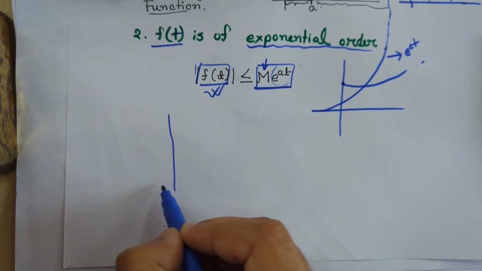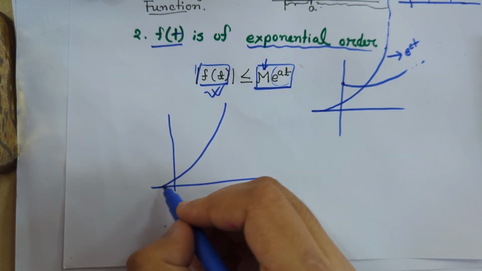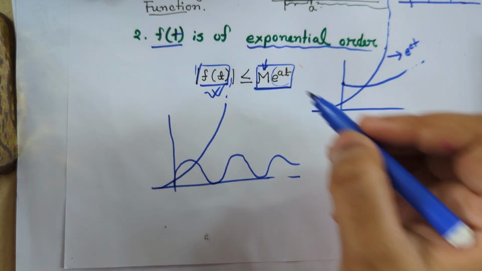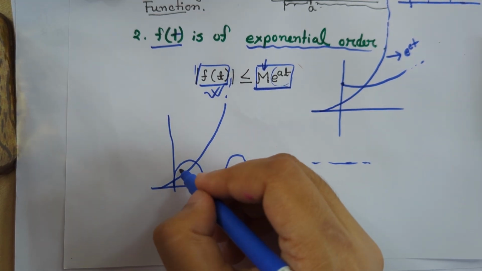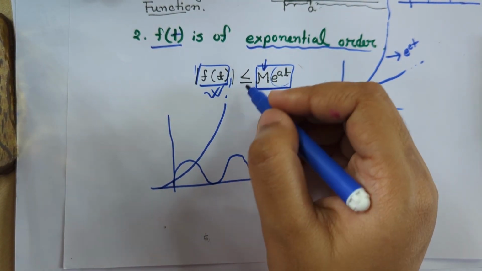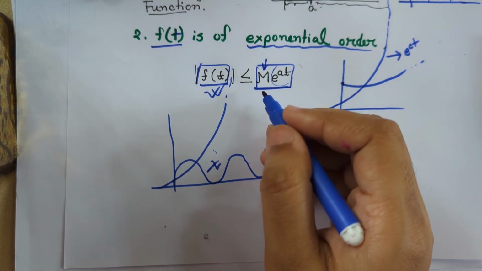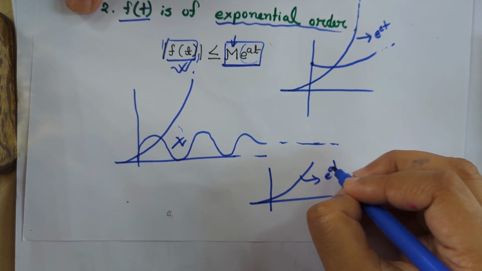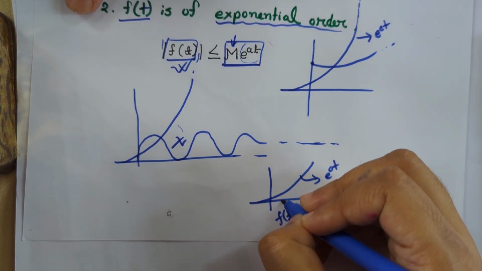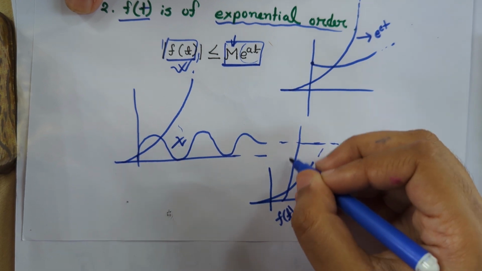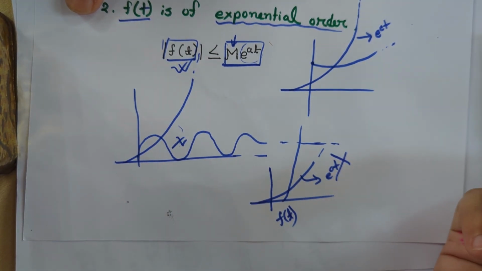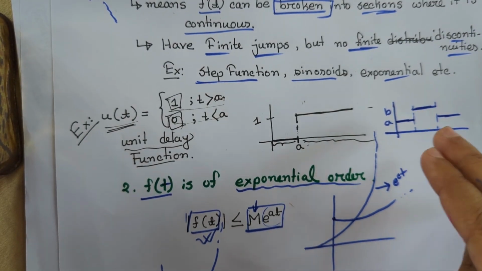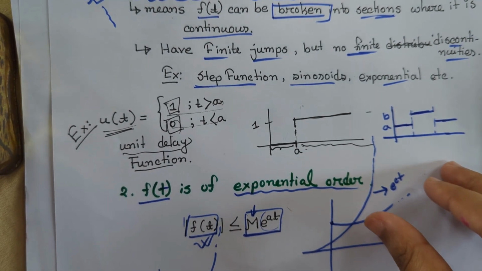We can also take a sinusoidal function. This is our exponential function and our sinusoidal function is like this. It goes upwards toward infinity, but it will not cross this line. So this also exists for the Laplace transform. But if our exponential order function and our required f of t function are like this, meaning it crosses the exponential function, then this will not exist for our Laplace transform. So I hope you understand these two conditions for the existence of the Laplace transform.